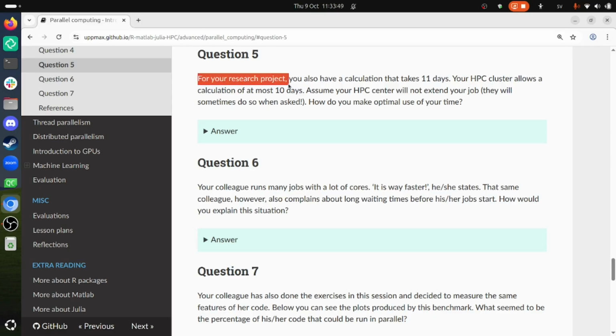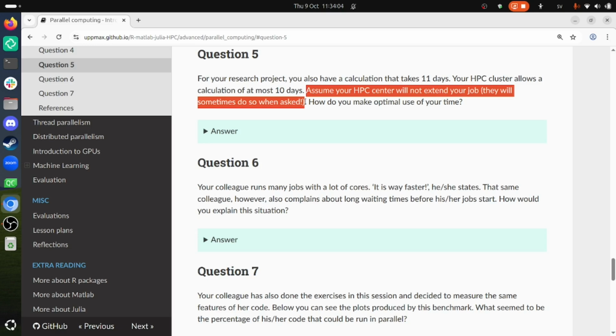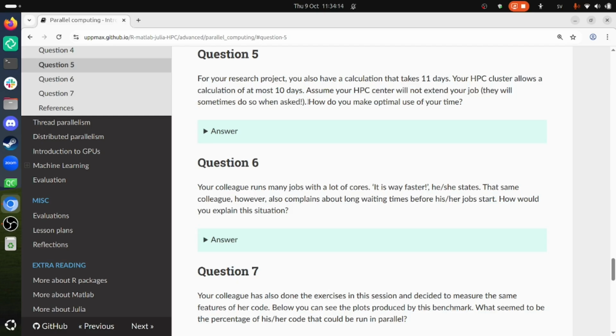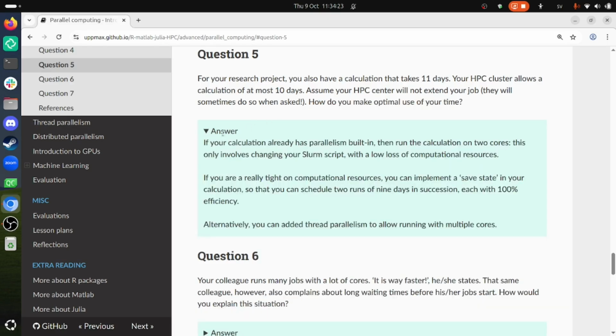For your research project, you also have a calculation that takes 11 days. Your HPC cluster allows a calculation of at most 10 days. We're going to assume that your HPC center will not extend your job, even when you ask. We are very cooperative here, we don't need to go against you, but I assume they are not cooperative. How do you make optimal use of your time? How do you make optimal use of your computational resources? The answer is to use 2 cores.